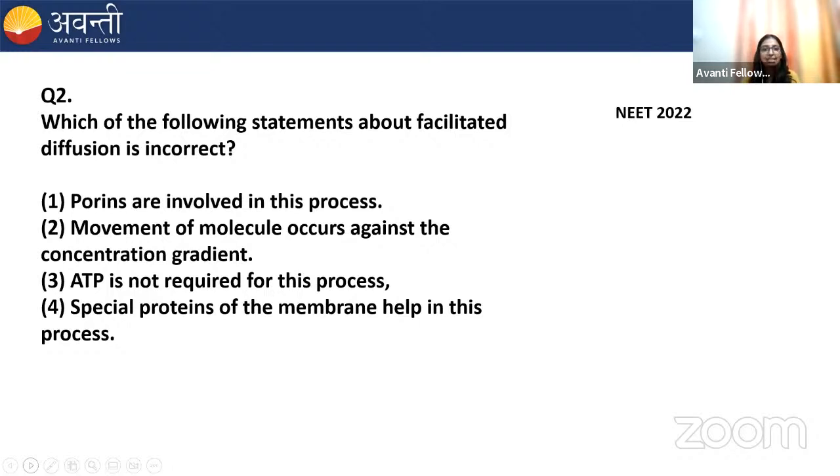Which of the following statements about facilitated diffusion is incorrect? Incorrect, they're asking. Number 1, porins are involved in this process. Number 2, movement of molecules occurs against the concentration gradient. Number 3 says ATP is not required for this process. And option 4 says the special proteins of the membrane help in this process. Quickly answer, everybody. They're asking about the incorrect statement about facilitated diffusion.